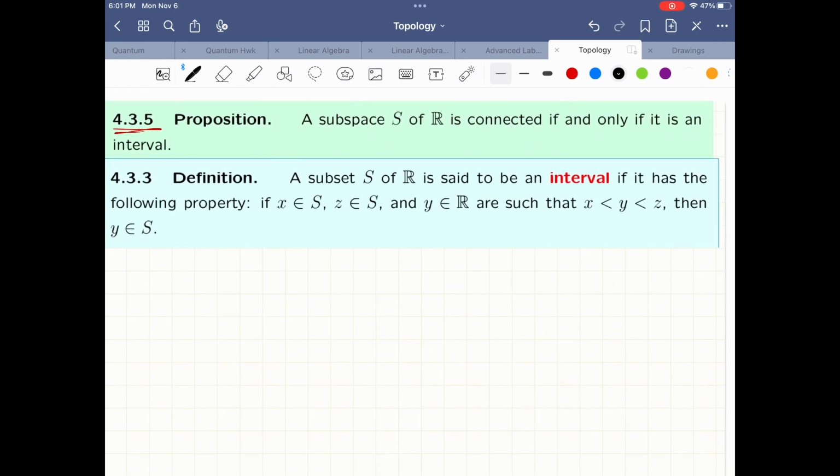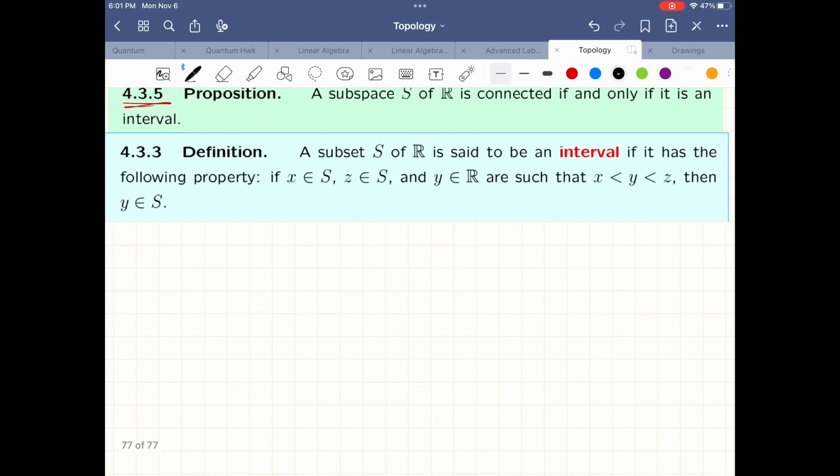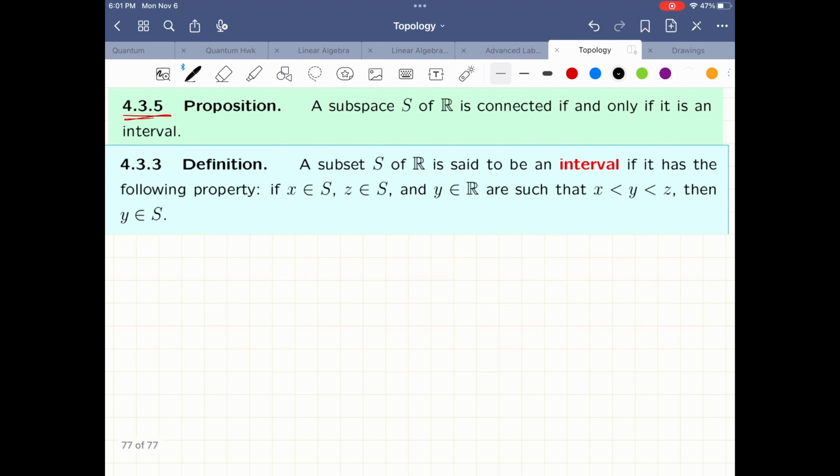Working with this definition of an interval, we're going to try to prove this proposition with what we have from the book. So the first thing that we have to assume is that S is connected. So we can start by letting S be connected. And then we can start with our definition of an interval. We can start by saying that suppose there's an element X that belongs in this S, as well as an element Z that belongs with this S, in such a way that there exists a Y that lies between them.